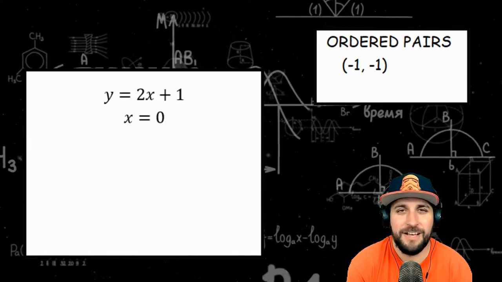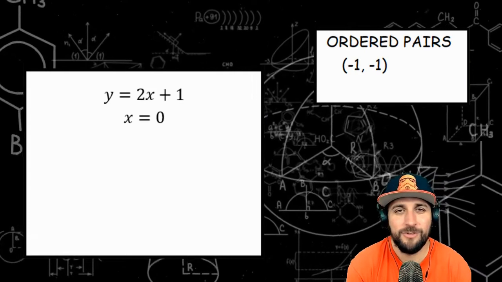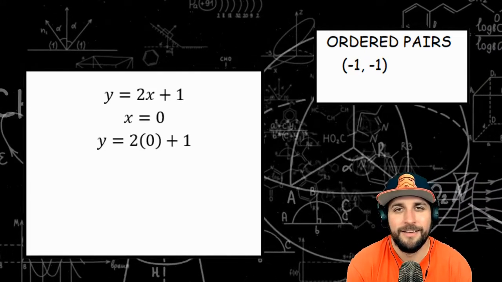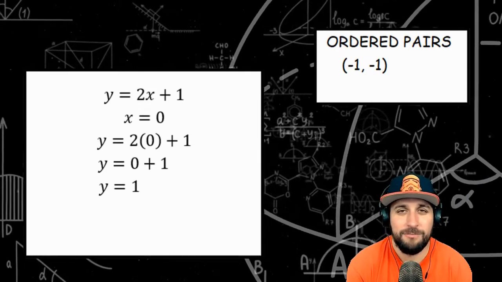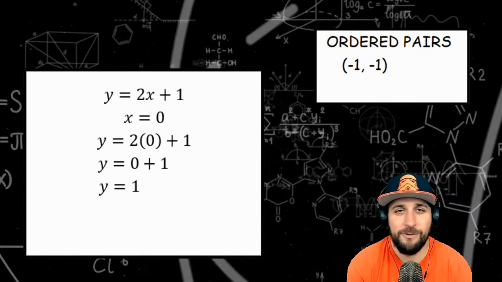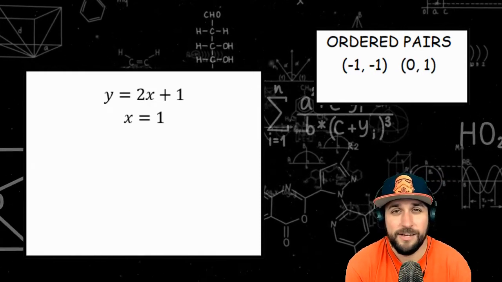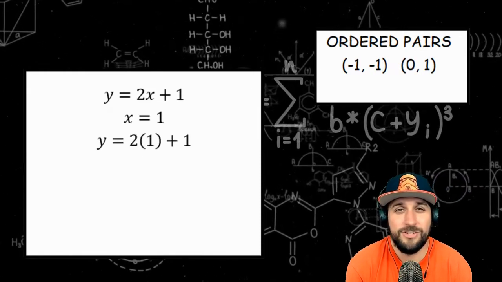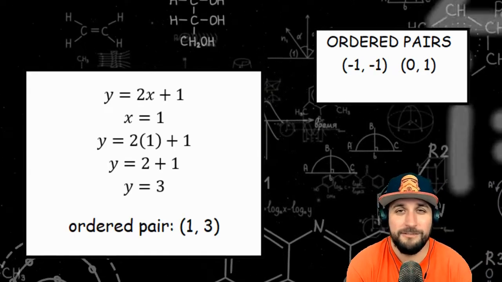My next x value is at 0. So I input a 0 into my equation. I get y equals 2 times 0 plus 1. 2 times 0 is 0. 0 plus 1 is 1. So when I plug in a 0, I get out a 1 at the ordered pair 0 comma 1. Next I plug in a 1. 2 times 1 is 2. 2 plus 1 is 3. So when I plug in a 1, I get out a 3.